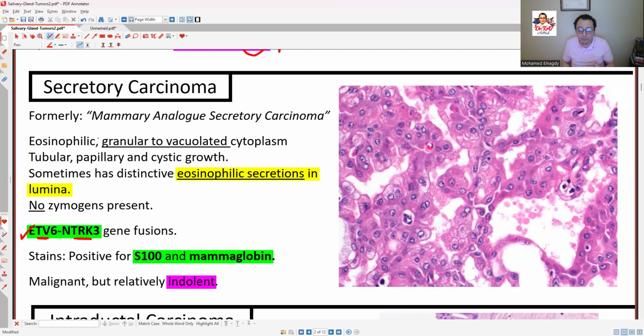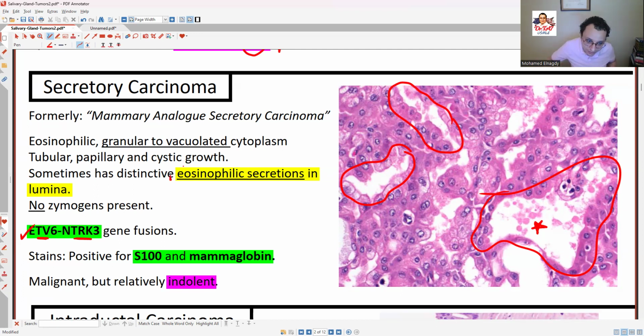Instead, they are making some kind of tubular structures. See these tubular structures? Here is a lumen here, and here is a lumen there, and here is a huge, big lumen here. And inside this lumen, here is the key. Inside this lumen, you will see eosinophilic secretion inside the lumen.